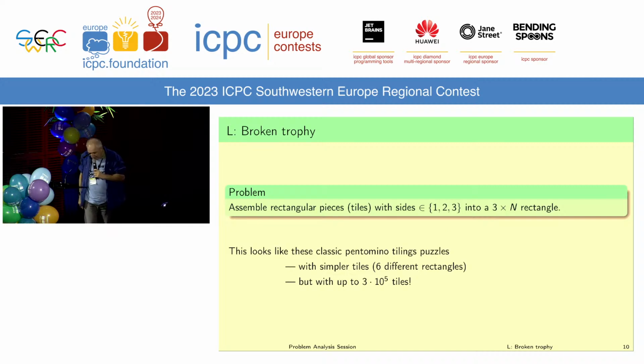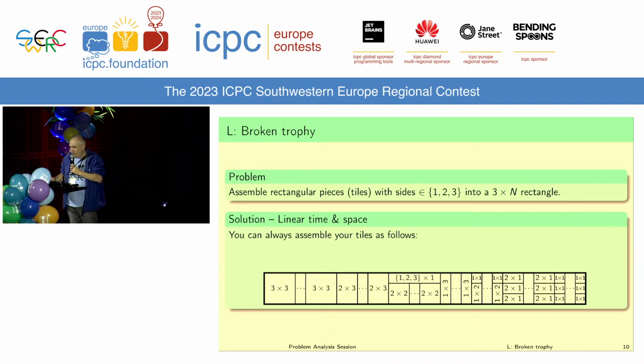And this looks like all these classic Pentomino tiling puzzles, where you have simpler tiles, you know, they're all rectangular and you have just 6 different shapes, but you can have a lot of them. This looks a bit daunting, but there is in fact an easy solution. You can always assemble your tiles following this kind of pattern.